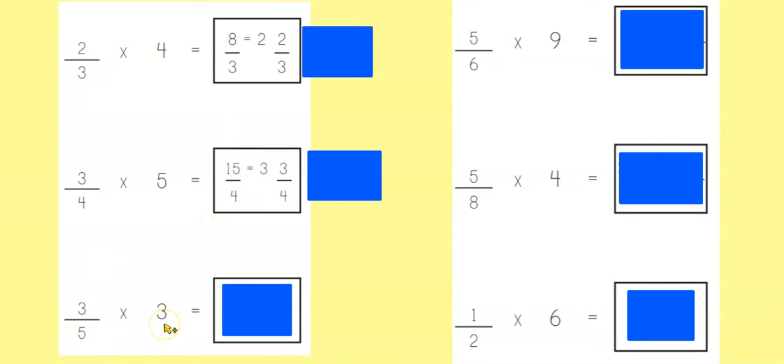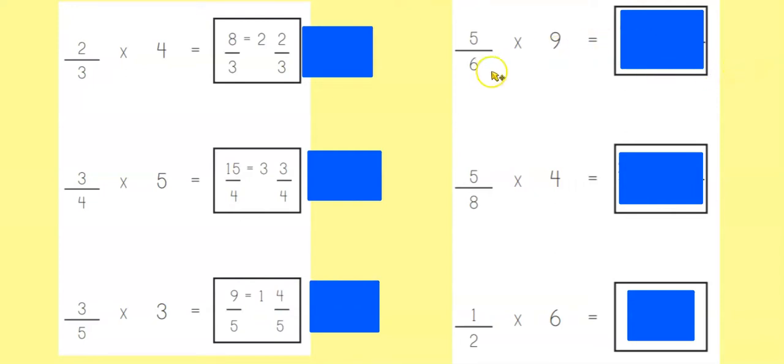3/5 times 3. Again, they're going to remain fifths. We're not changing the size of the pieces, so the denominator doesn't change. And so we're just having 3 times as many pieces, and 3 times 3 is 9, making 9/5. And if you wanted to challenge yourself, that is equivalent to 1 4/5.